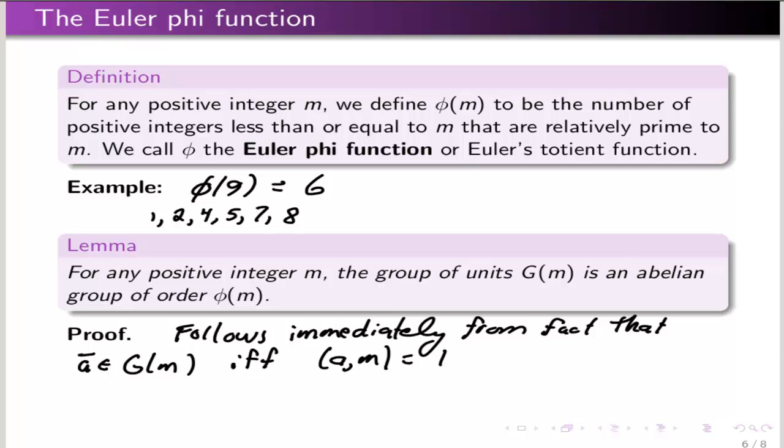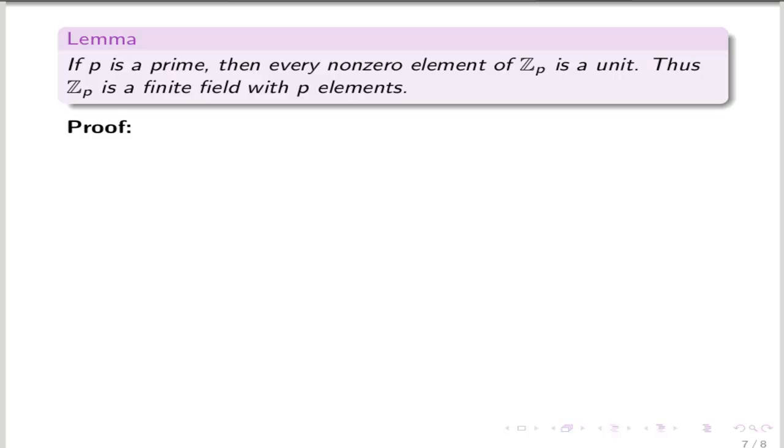Okay, now let's see, are we ready to do a formula? No, we'll do this one first. If p is a prime, then every non-zero element of Z mod p is a unit. Thus, Z_p is a finite field with p elements. Recall, a field is a commutative ring with unity in which every non-zero element has a multiplicative inverse. So why in Z mod p is this true? Is every non-zero element a unit?